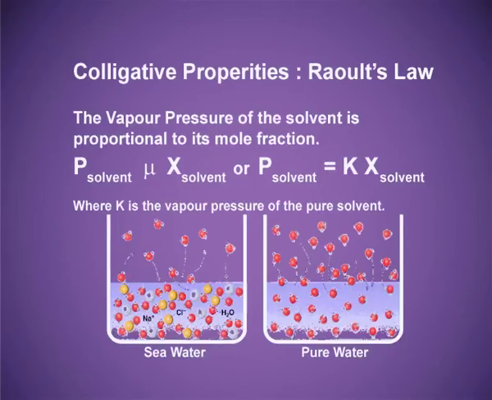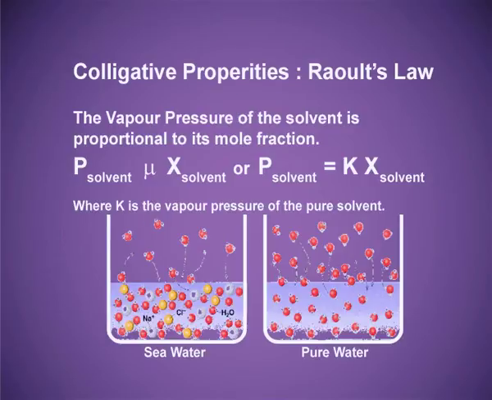Just see this picture. In picture A, you can see that it is sea water, and sea water has many salts. You can see the red balls, these are water molecules, and the yellow and white balls are some salts. Due to these salts, the water molecules are in lesser number on the surface and they get little chance to escape. So, in the vapor state, the number of water molecules is less.